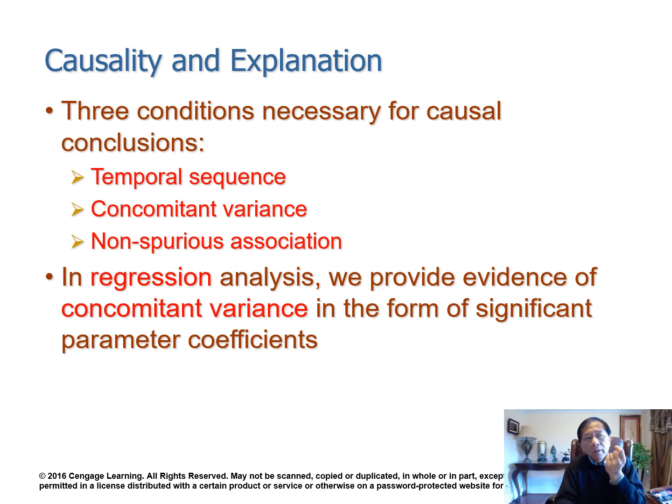So, in regression analysis, we provide evidence of concomitant variance in the form of significant parameter coefficients. We can use regression to provide evidence of concomitant variance. Temporal sequence, you know that when you collect the data, right? You know the nature of the data. So if we can provide evidence for concomitant variance, we can use regression to establish causality.